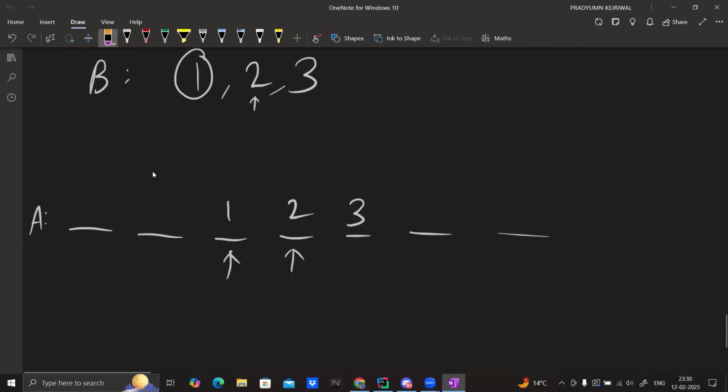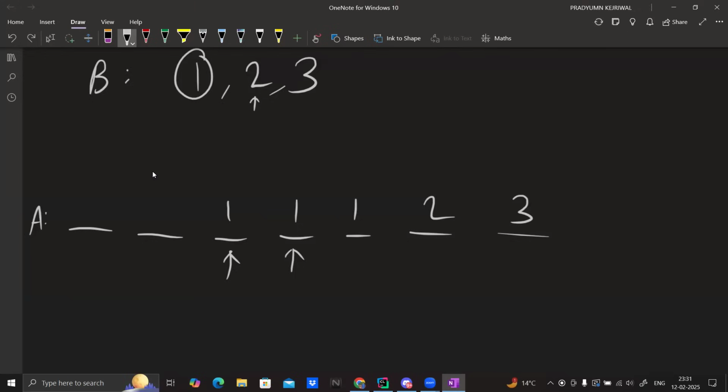So what will it become? It would become 1, 2, 3 like this. And now here also 2 has come, so again you'll apply 1, 2, 3. So it has become 1, 2, and 3. And now you can stop because you cannot apply it here, because you need to select a subarray of length 3, right?